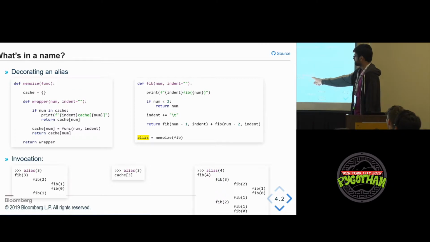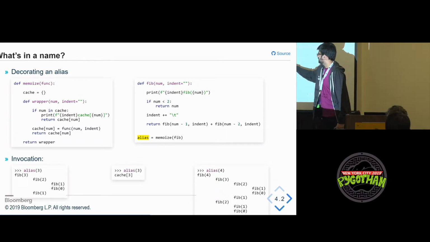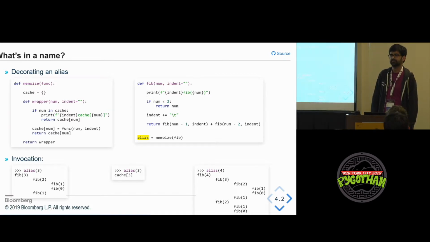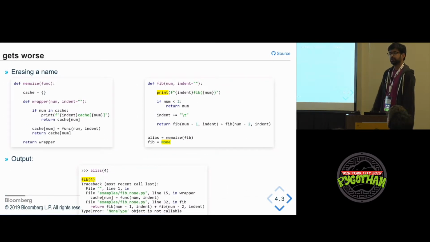But if I call alias of 4, no cache in sight. Right? So this is clearly different than slapping the decorator on the function itself. At this point, I'm even more confused. Like, what? So it gets worse. But in getting worse, we'll get to the insight.